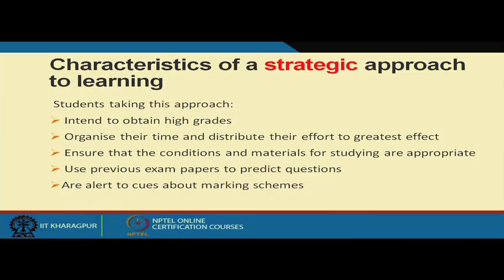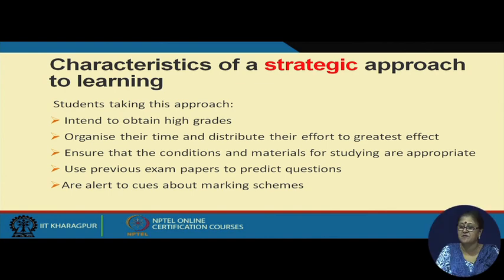Are alert to cues about marking schemes, whether they are very alert in this. So, that is the difference between the surface and the achieving. So, the motive of the achieving approach is based on competition and ego enhancement. I am the first, my grade is 9 point something. So, that is the ego thing.